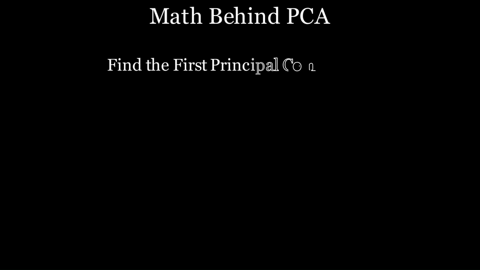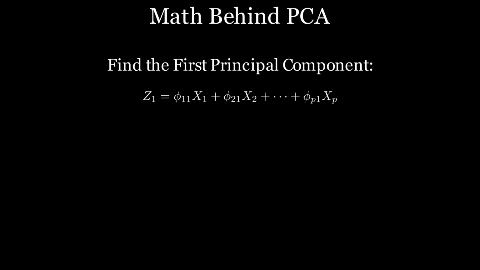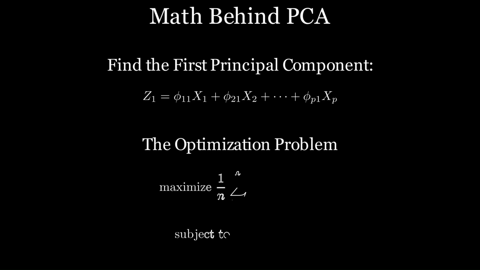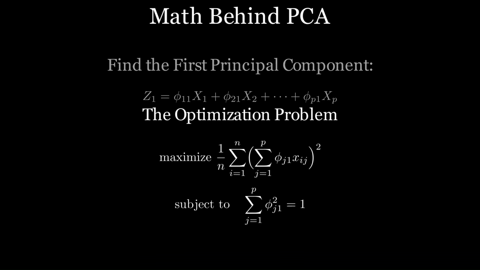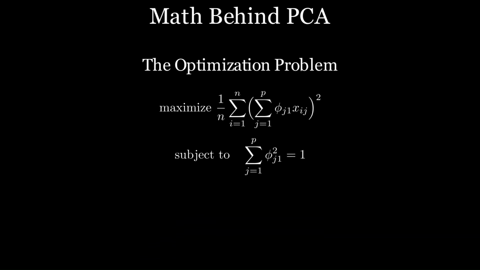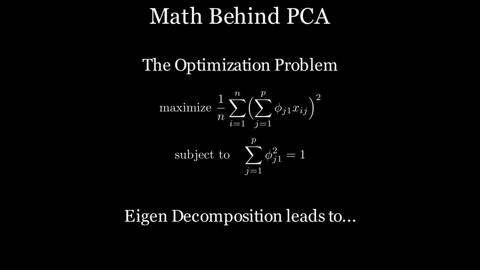The goal of PCA is to find all the principal components, each of which is a linear combination of the feature column vectors. The optimization problem is to maximize the variance in the principal component subject to a constraint on the loadings. This is solved using eigen decomposition, which leads to an eigenvector problem with a covariance matrix.